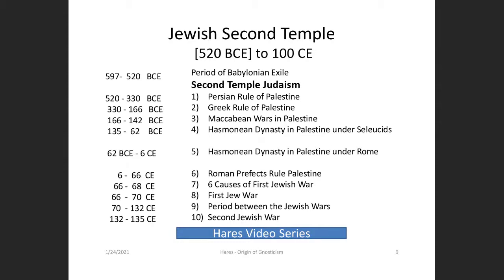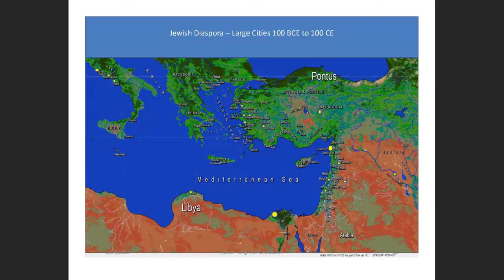Christian era. There were 6 dramatic causes for the First Jewish War. It was both sides fighting. And then you had the First Jewish War. You have the period between the Jewish wars where there's lots of tension. And finally, a Second Jewish War. So after the end of the First Jewish War, Titus conquers Jerusalem, takes out many things from the temple. If you'd like to hear that, please do get a hold of me, and I will be glad to post the video series so you can watch the history.